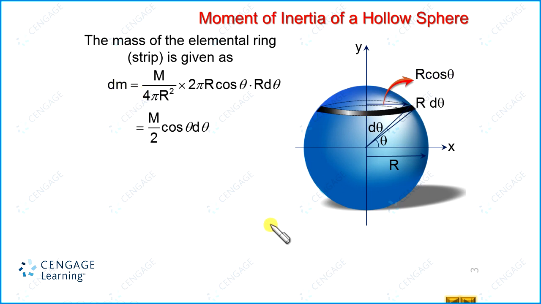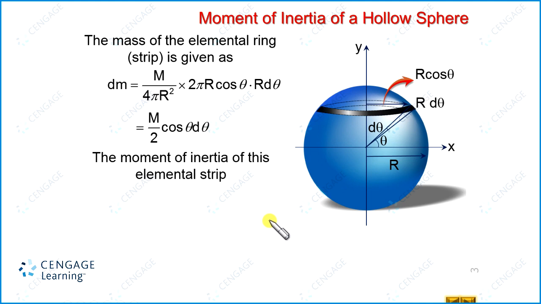That means the moment of inertia of this elemental ring should be equal to dI equal to dm multiplied by R cos theta whole square. Now we can substitute the value of dm from this relation. So we will get the mass M by 2 cos theta d theta. So substitute here. So finally we get dI equal to M R square by 2 cos cube theta d theta. For calculating total moment of inertia, we need to integrate this relation.